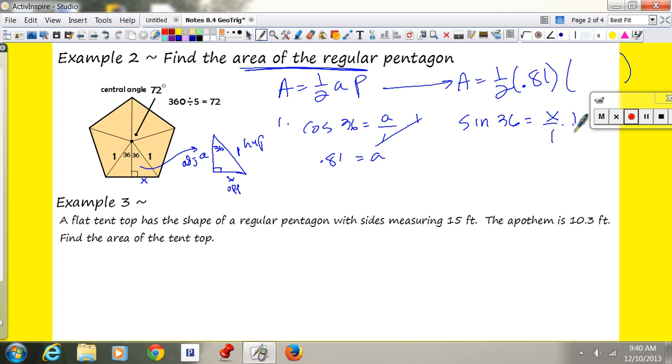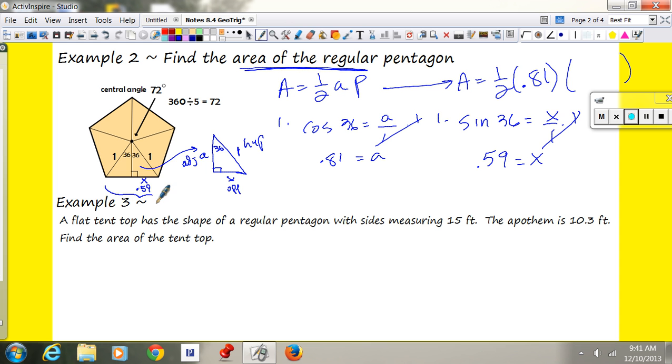If I just multiply by 1, all I need to put in my calculator is the sine of 36. You put in the sine of 36, you get 0.59 for your x. So this bottom piece down here is 0.59.